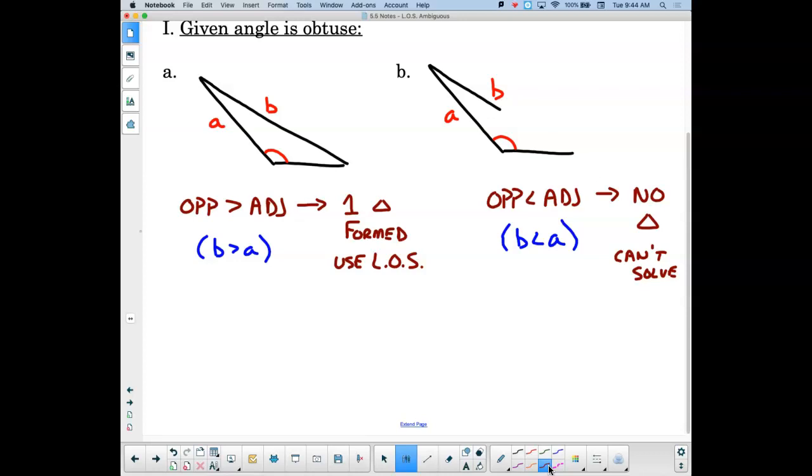Okay. Questions on either one of those two? How does the hypotenuse come into this? We don't have a hypotenuse in this case, because we don't have a right triangle. Yep.